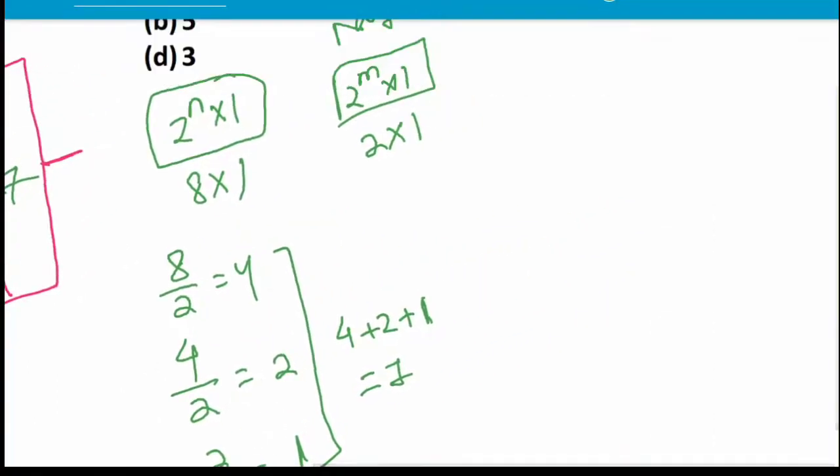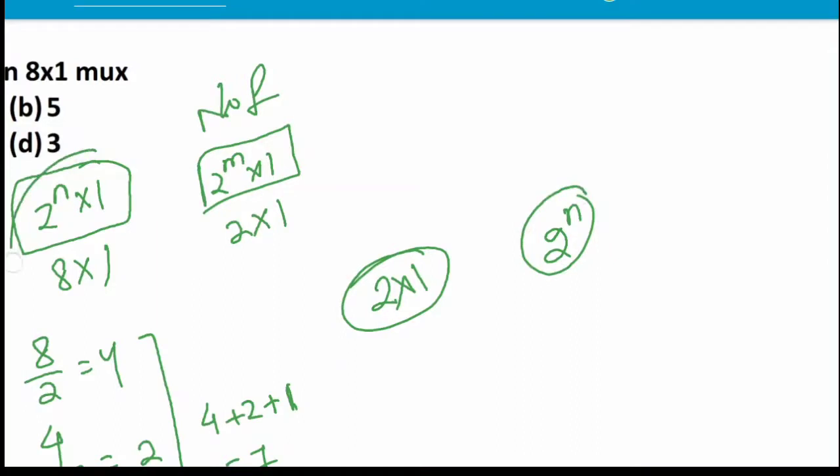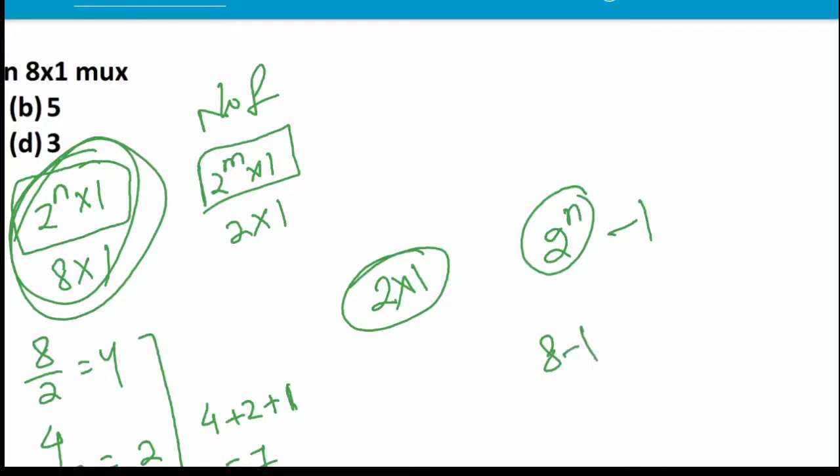So if the question is given to find out the number of 2 cross 1 multiplexers only, then we can use the formula, that is 2 to the power n minus 1, here the source one, that is in this case 8 minus 1. If this is given for a 16 cross 1 multiplexer to be designed with 2 cross 1 multiplexers, then the number will be 15, 16 minus 1.